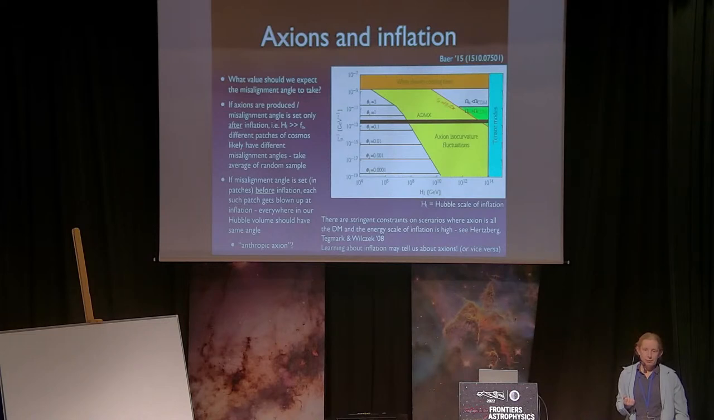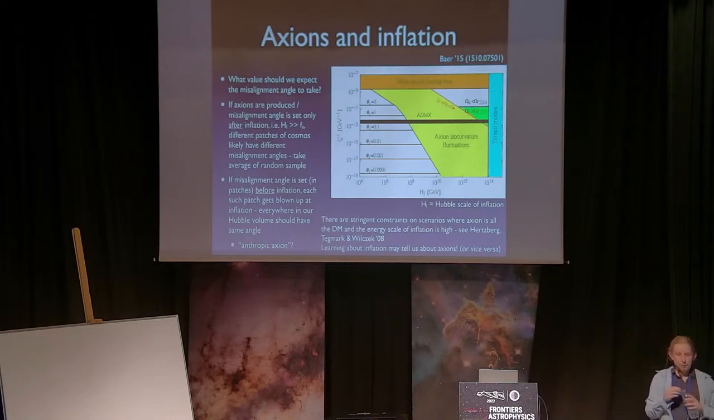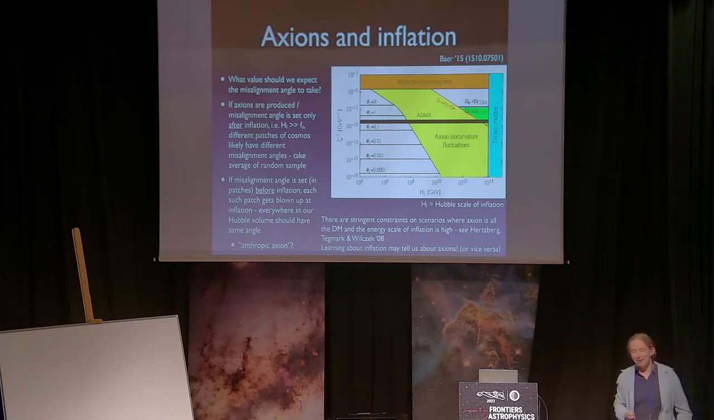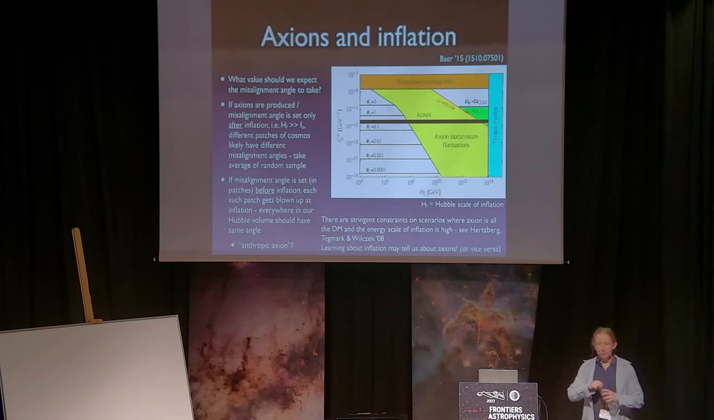Okay, thank you. My question was what the impact of isocurvature fluctuations is on the CMB, but no problem. I can send you some references.